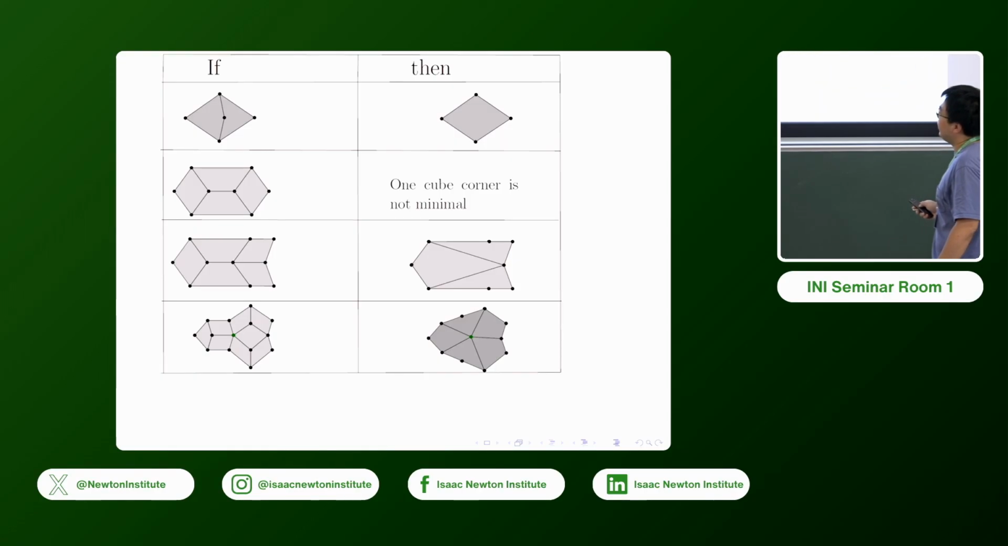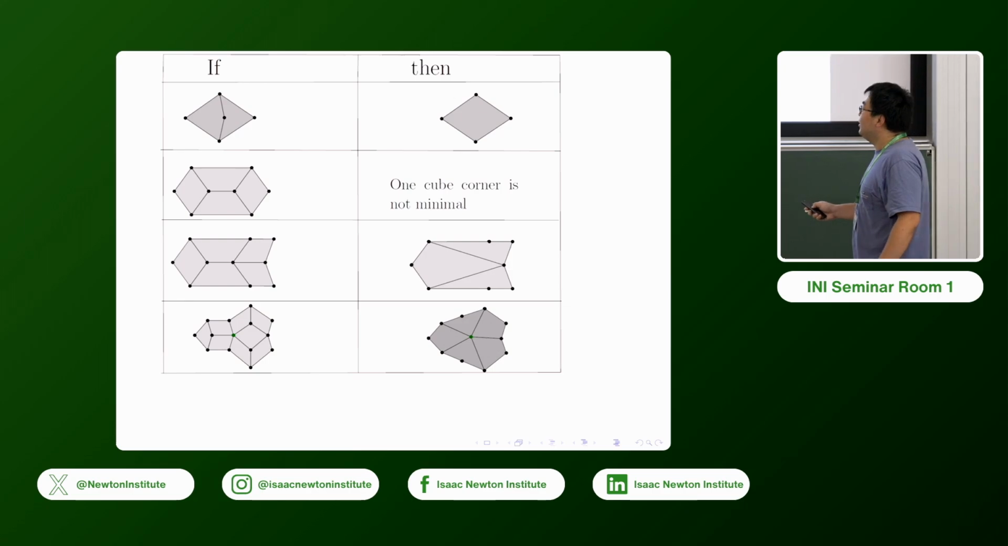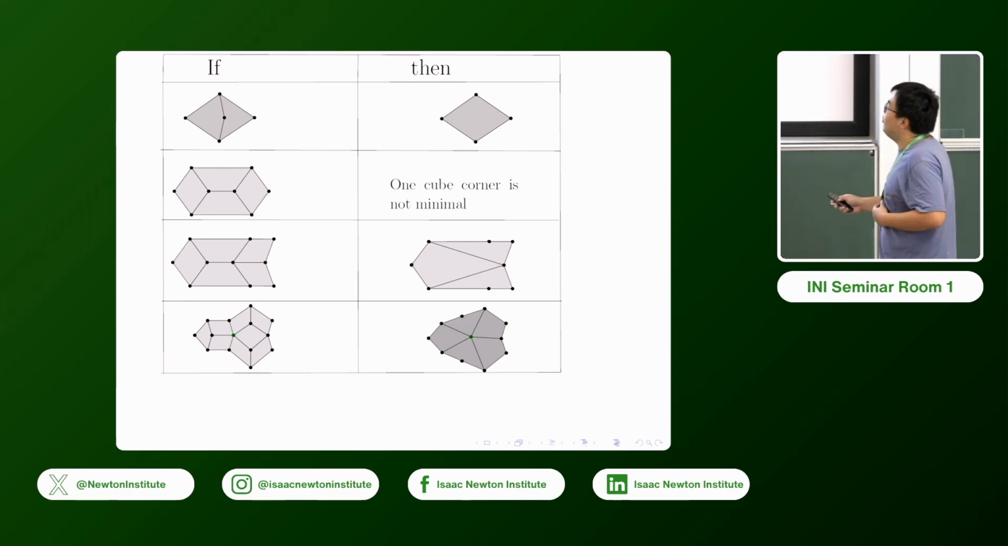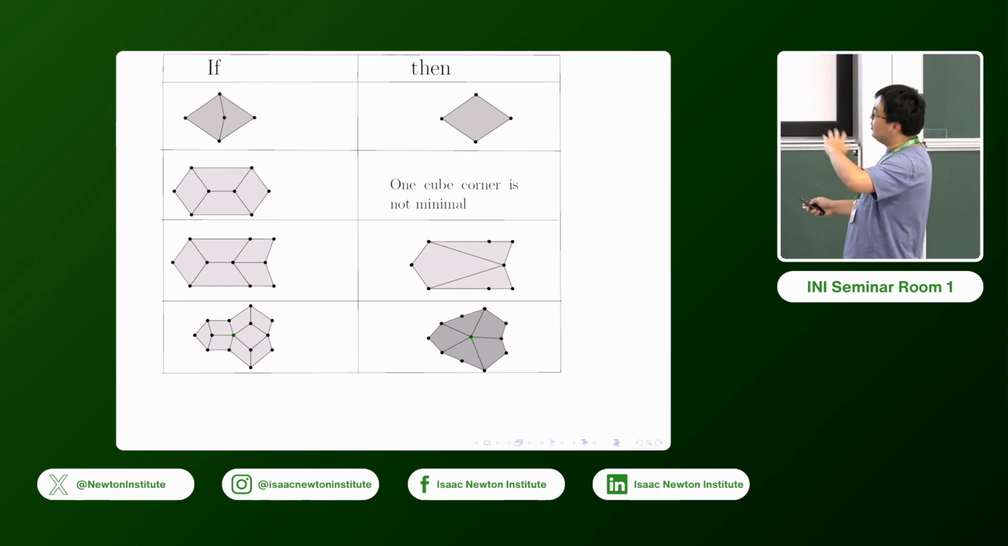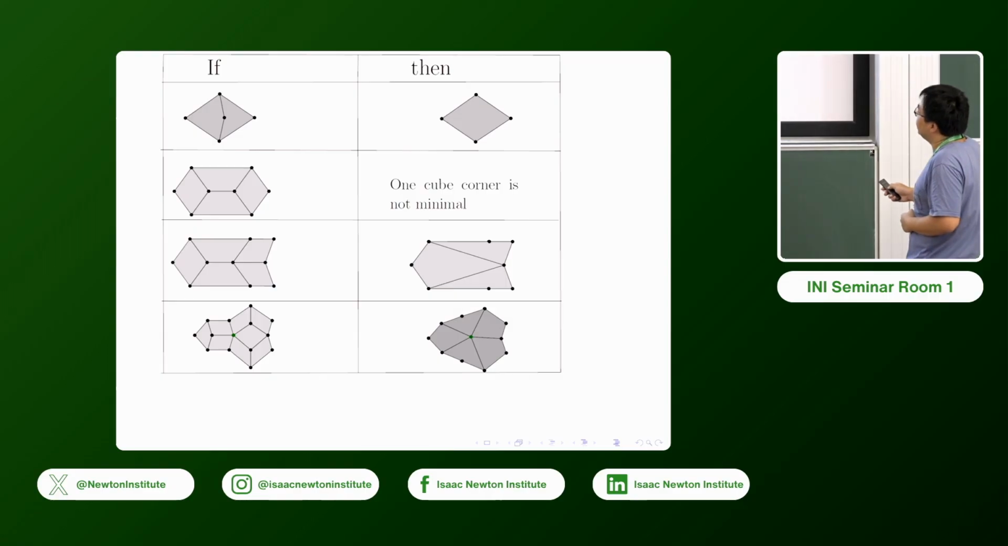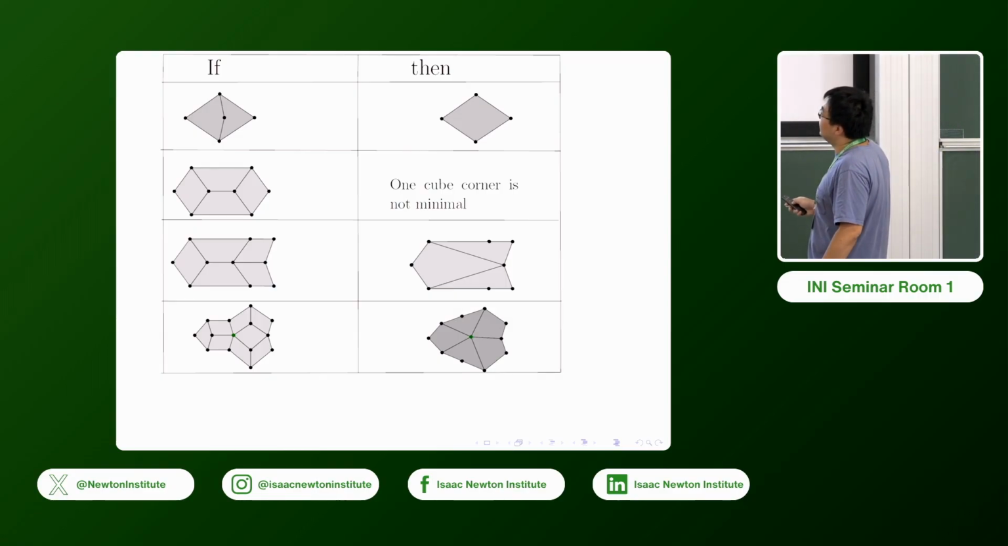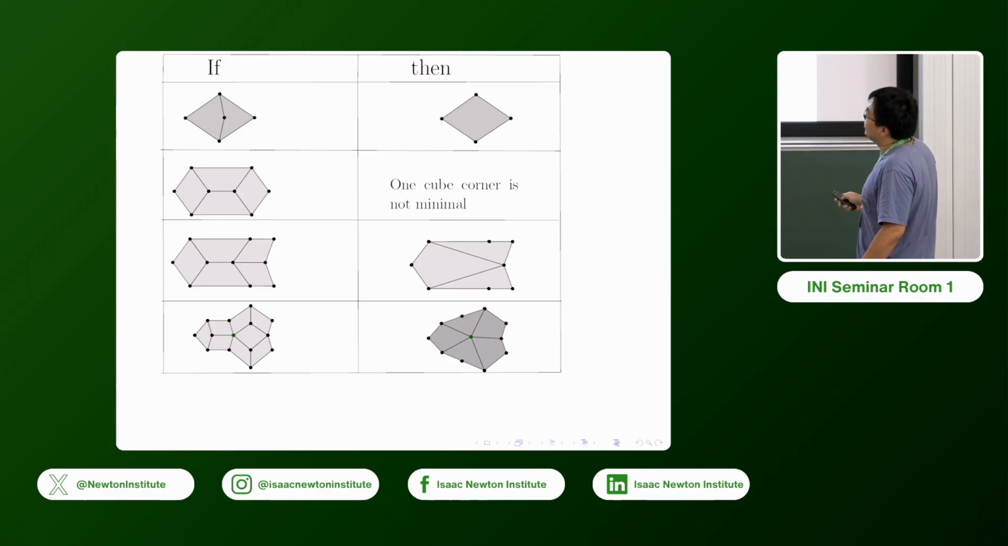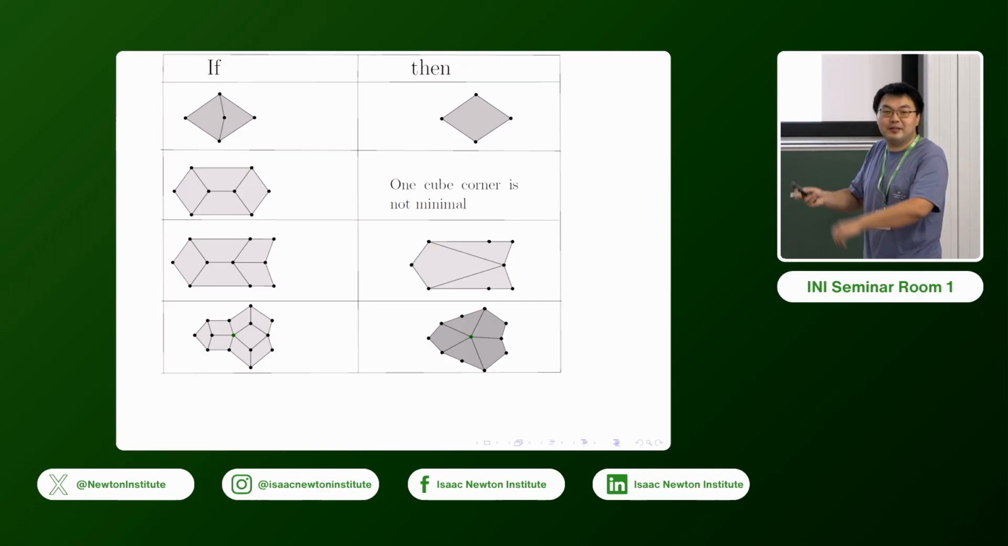So here is a bad configuration. A vertex of valence 3 is adjacent to another vertex of valence 3, which is not something I like. I want all the labels to have valence at least 5, right? So now what we observe is that once you have this local disk in your complex, then one cube corner is not minimal. A cube corner is basically this configuration made of 3 squares. Okay, they form a corner of a cube. So this is what I mean by cube corner.